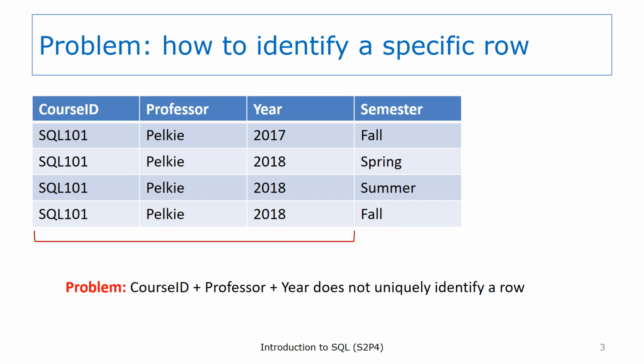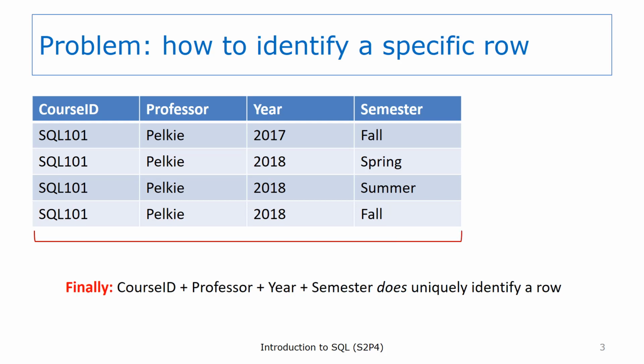Even adding the year to the course ID and professor does not help. It is true that by using the 3 columns, you can uniquely identify the first row, the course that was offered in 2017, but that doesn't help with the courses that were offered in 2018. Finally, by adding the semester to the other 3 columns, you can uniquely identify a row. This is just a simple example. In some tables, there may be many more columns where there could be duplicate data. You can imagine that the problem of uniquely identifying a row gets more complicated when there are more columns of duplicate data.